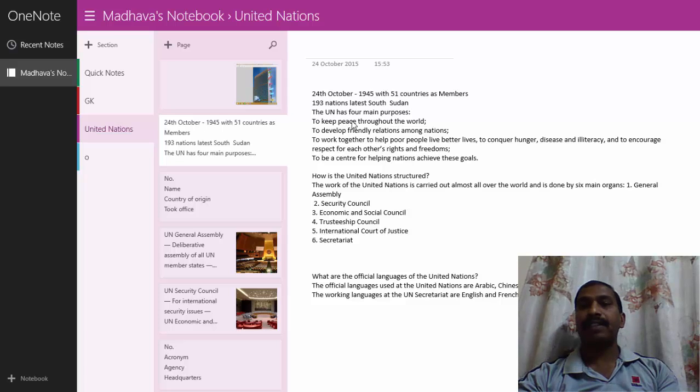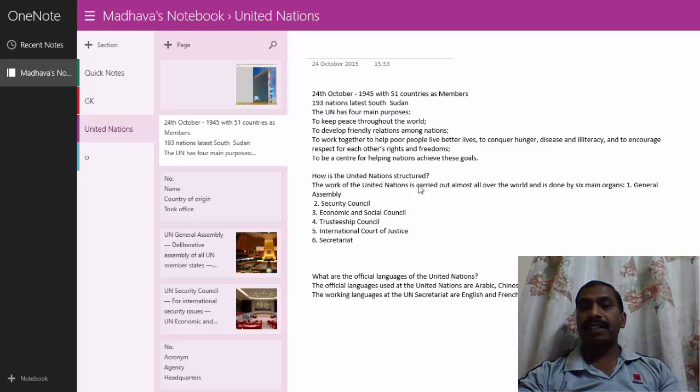What are the main functions of the United Nations? To keep peace throughout the world. To work together to help the poor live better lives, to conquer hunger, disease, and illiteracy, and to encourage respect for each other's rights and freedoms. Nations work together to achieve these goals. It's not a world government. It is the organization which helps carry out the above functions.